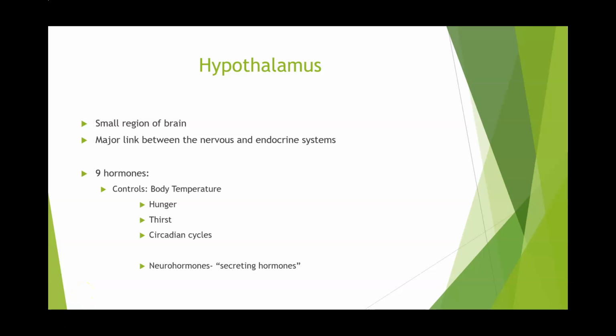The hypothalamus is a very small region of your brain. It's the major link between the nervous and the endocrine system. These are 2 different systems. However, the hypothalamus is the link between the 2. And the hypothalamus secretes 9 hormones, and those 9 hormones are important in controlling your body temperature, your hunger, your thirst, and your circadian cycle, which is your sleep-wake cycle. Okay, you might want to write that down. Sleep, wake, cycle. We were created to sleep at night and be awake during the day within a 24-hour period.